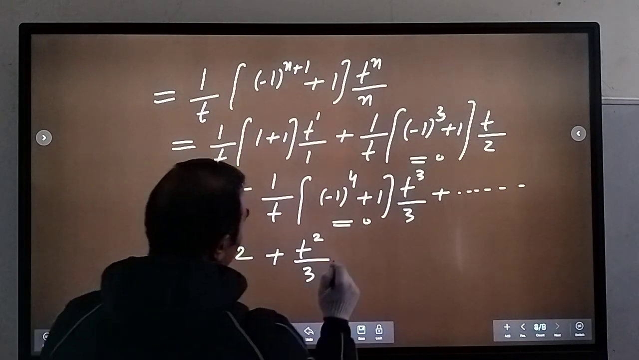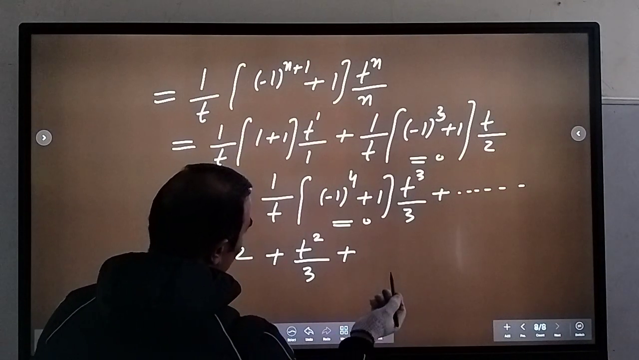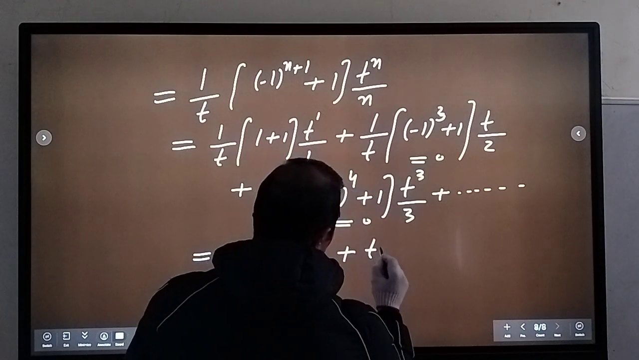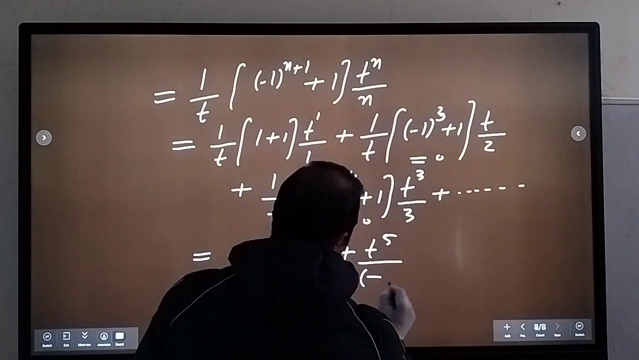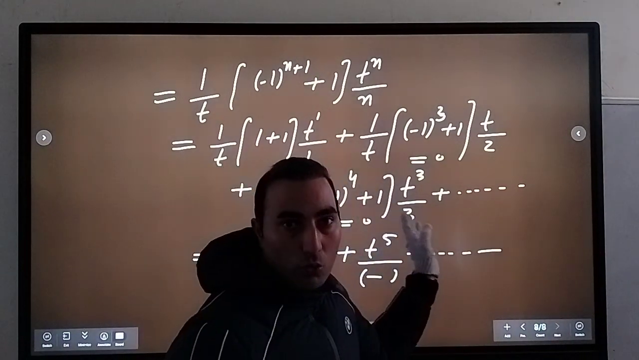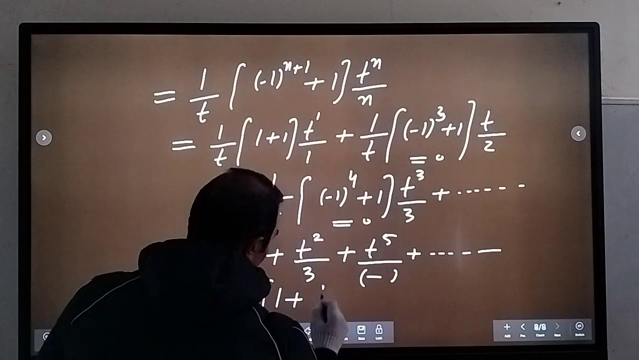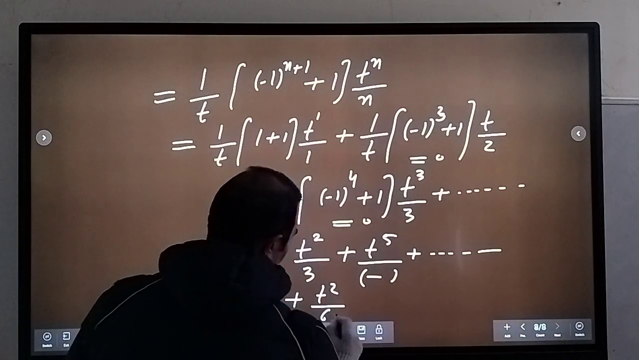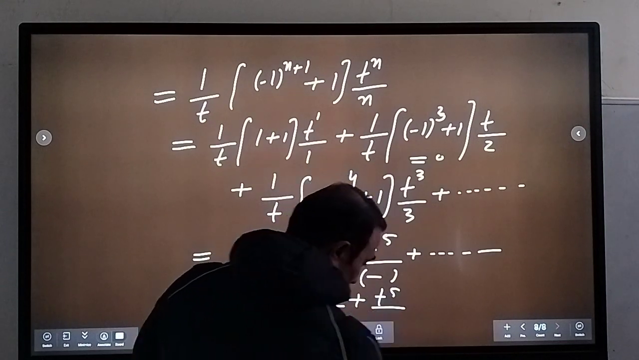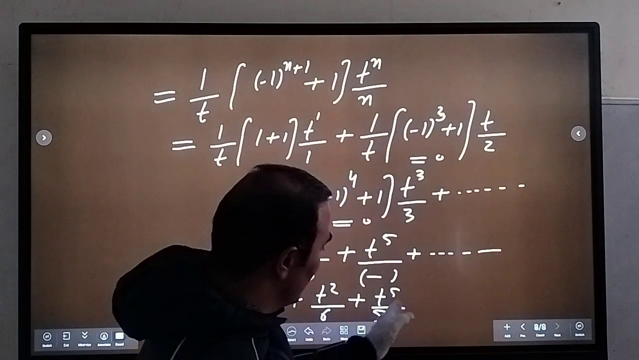Okay, right. And similarly, what will the next term be? So the next term will be some t raised power 5 upon some value here, right? So you can check it yourself by putting n equal to 3, 4, right? And now if you take that 2 common, inside will be 1 plus t square by 6 plus t raised power 5 upon some value, so it comes out to be 5 factorial. So that means it is 5 into 4 into 3 into 2, right? So you can check that yourself.